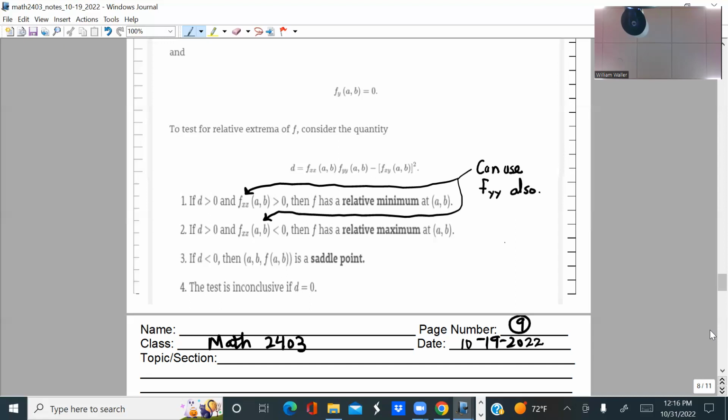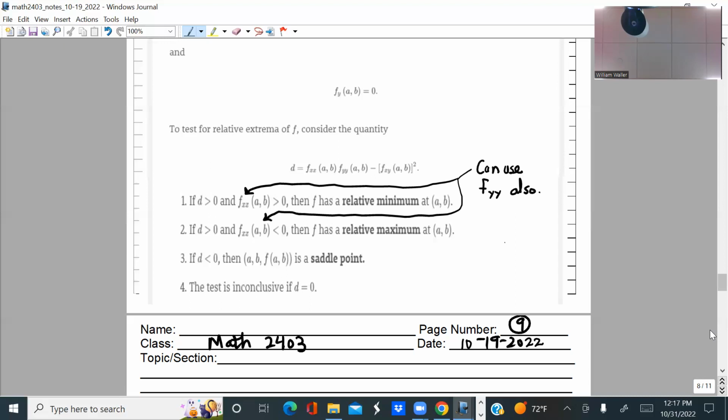Now, if D is positive, but the second partial derivative is negative, right? So notice the signs are different. D positive, this one negative. Then that means you have a maximum. That's the maximum.